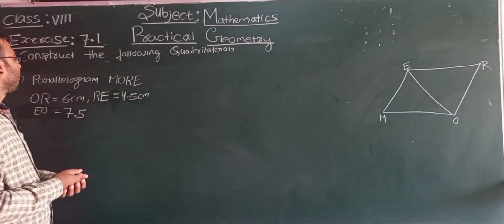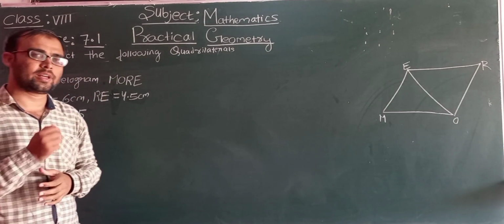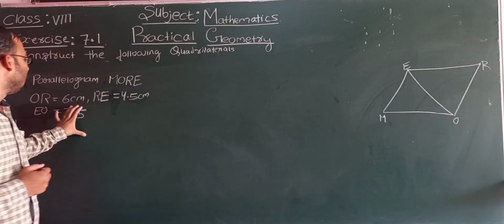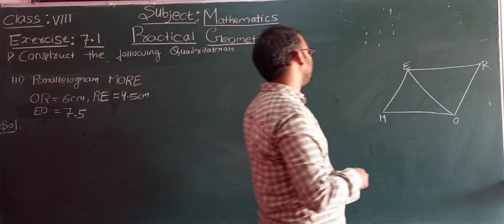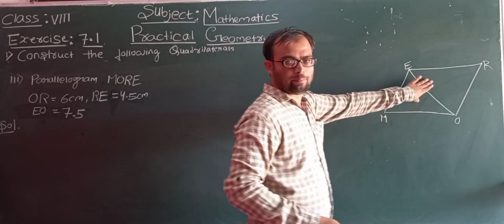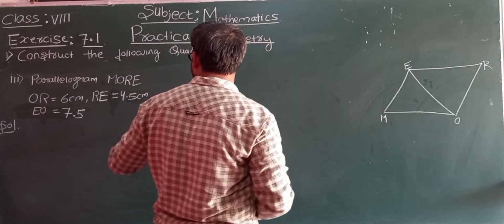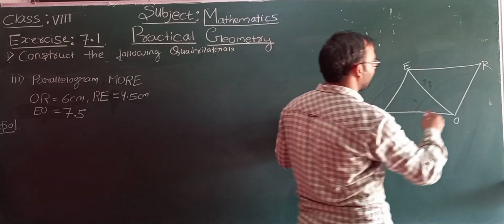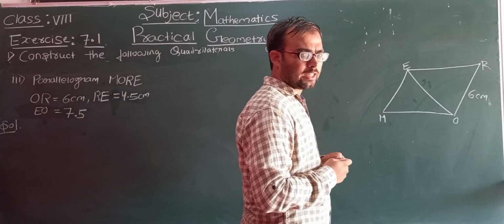Okay, so what have they given here? Parallelogram MORE. Here we need to construct the parallelogram. They have given the length of the sides and a diagonal. Look here, roughly I have drawn the parallelogram. So what are the sides they have given? OR. OR is equal to 6 centimeter.